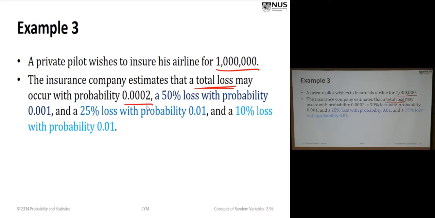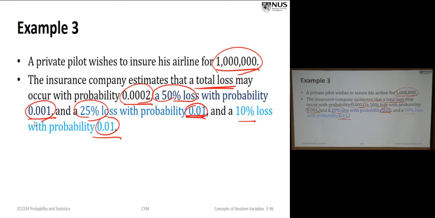That means there's this chance that you will lose 100%. And then 50% loss with a probability of 0.001. And 25% loss with probability 0.01. And 10% with probability 0.01. So now, all these are probabilities.